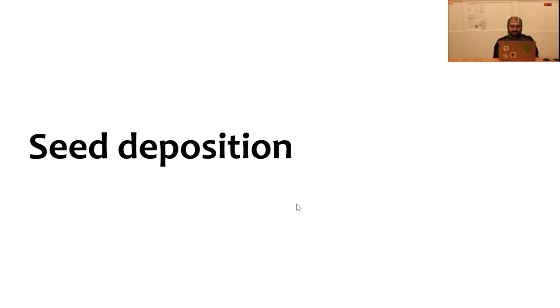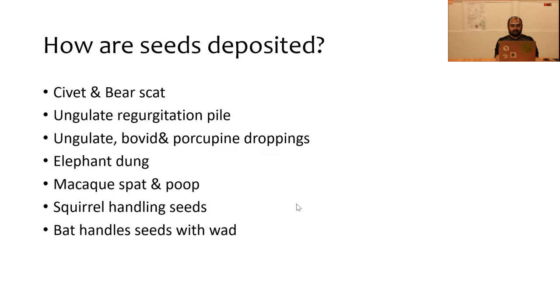Now, I have given you some idea of how some of the mammals handle fruits and seeds, and the next stage of seed dispersal is seed deposition. How do they deposit seeds? For civets and bear, they deposit seeds in the form of scat. Some of the ungulates, like sambar deer and barking deer, regurgitate the seeds. Basically they eat all the pulp, and then they throw down the seeds after eating the pulp. Some of the ungulates, bovids and porcupine, sometimes disperse seeds by dropping.